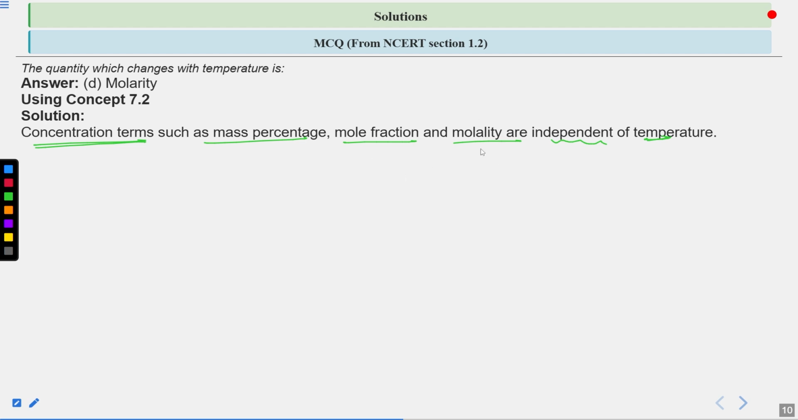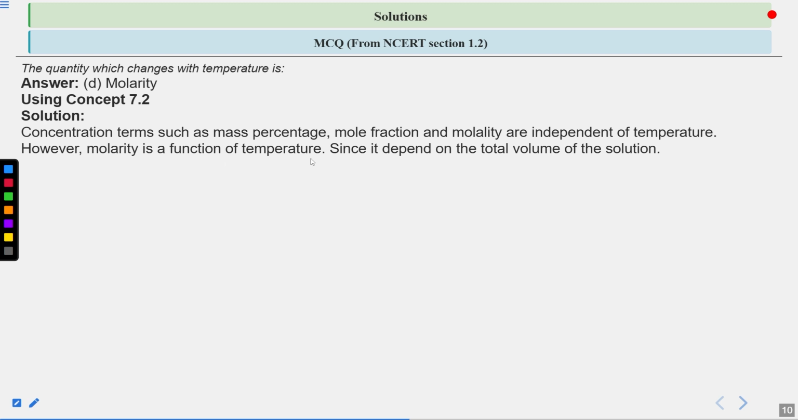And molality also has no relation with temperature, as it is defined as the number of moles of solute upon the weight of solvent. So weight, mass, will not depend on the temperature. So the mass percentage, mole fraction, and molality concentration terms are independent of temperature. They will not depend on the temperature.